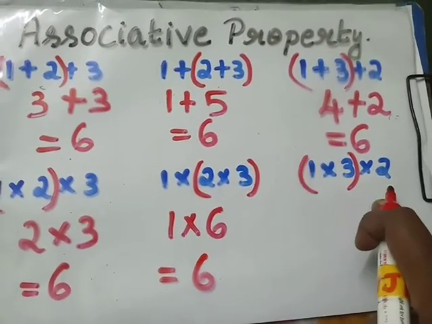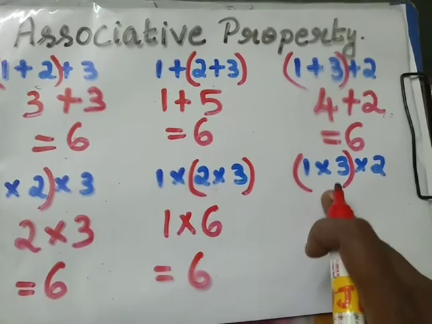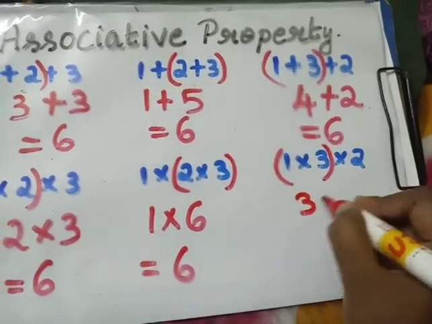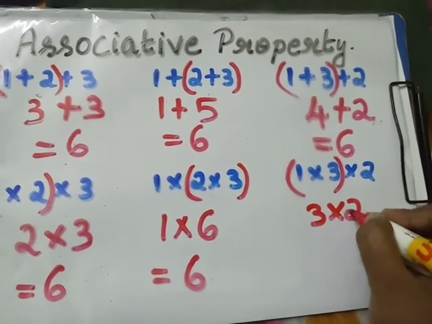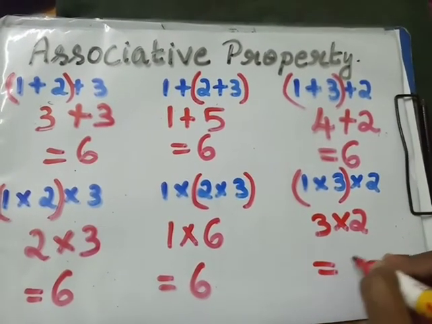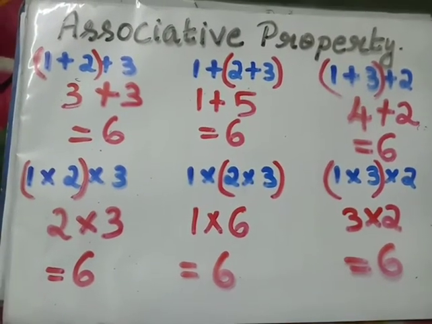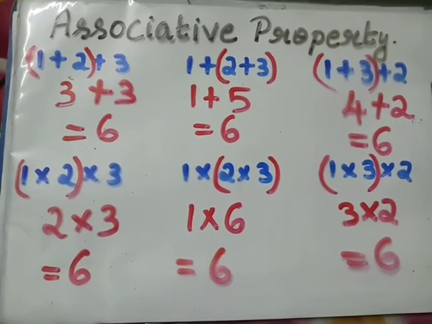Then let's move on to the third one. I changed the number order as well as the brackets. So what is 1 into 3? 1 into 3 is 3 into 2. So what is 3 into 2? It is 6 itself. So here also when we multiplied we got the same answer.